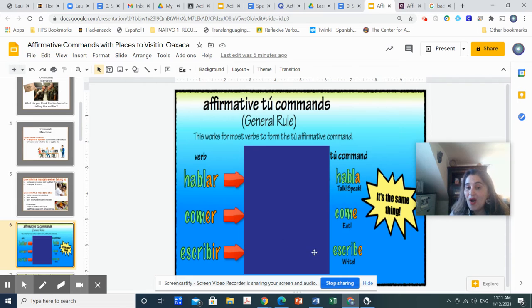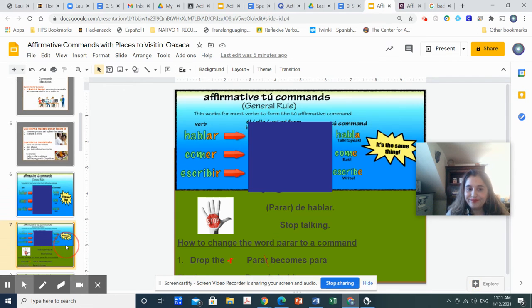So now let's talk about how to form or how to change a verb into an informal command. Throughout this video, you're going to be using this chart in order to change verbs to commands. The first thing you need to do is look at the verb. First step, look at the verb ending. See if it ends in AR, ER, or IR. Once you identify that, then you can move on.